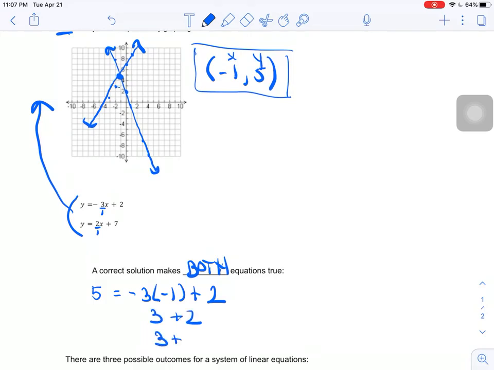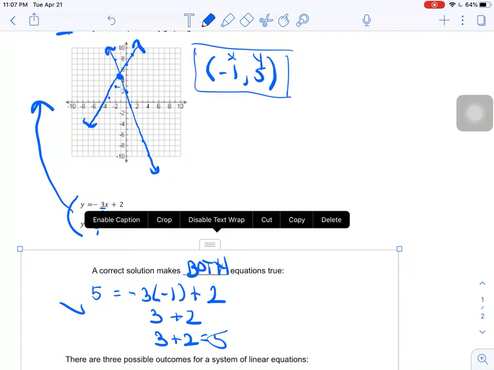-3 times -1 is 3. 3 plus 2 makes 5. So that equation works. But now we have to check the other equation because it has to make both equations work, not just one of them.